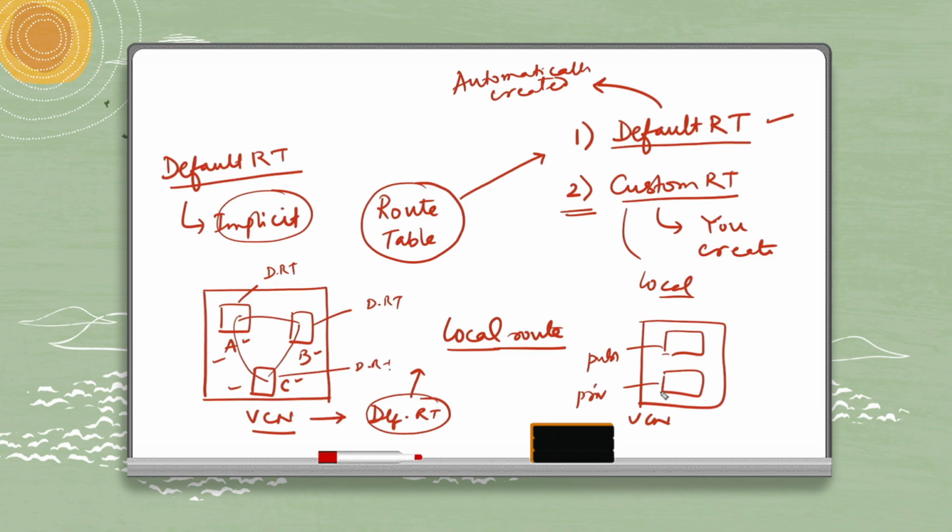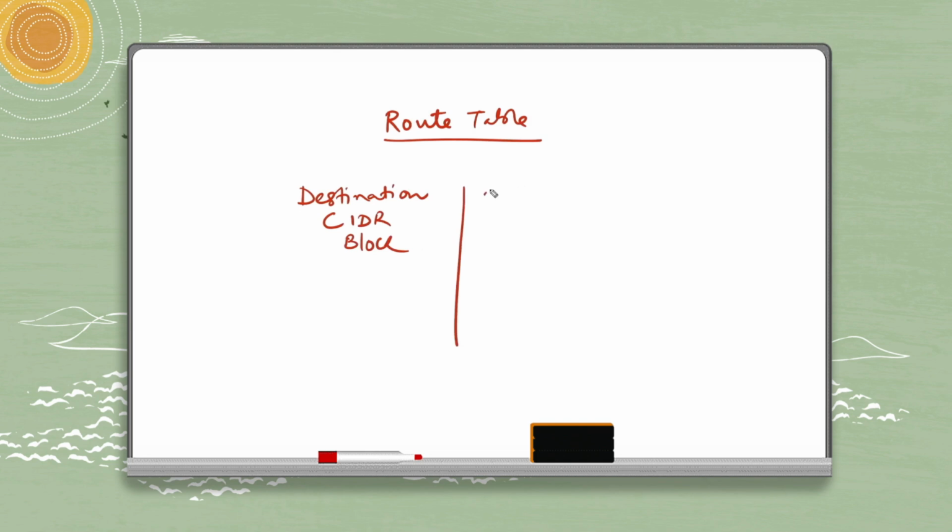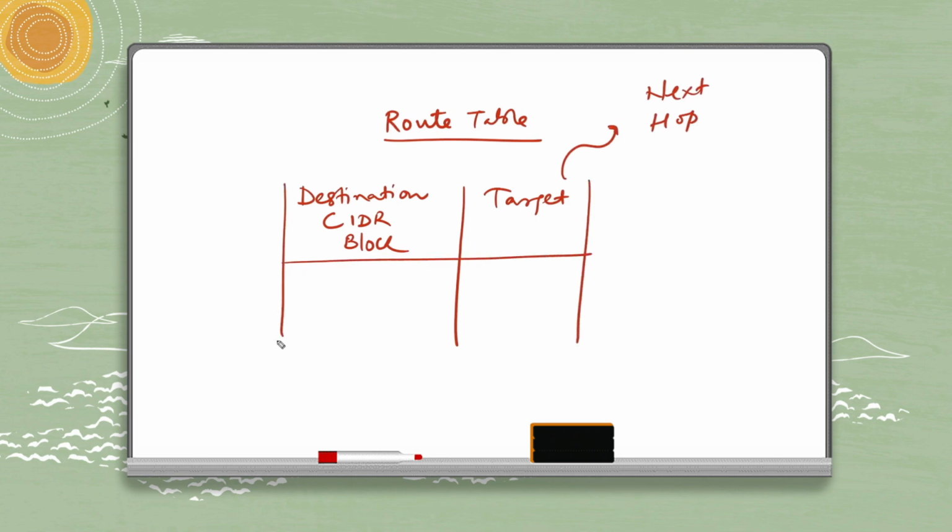All right, if this is clear, then we will move on to look at how the route table actually looks like. So there are two columns in a route table. One is the destination CIDR block, and the second column is the target, which is typically the next hop. So this is how it's going to look like. So here you will have the CIDR block. And here you'll specify where do you want to send it.